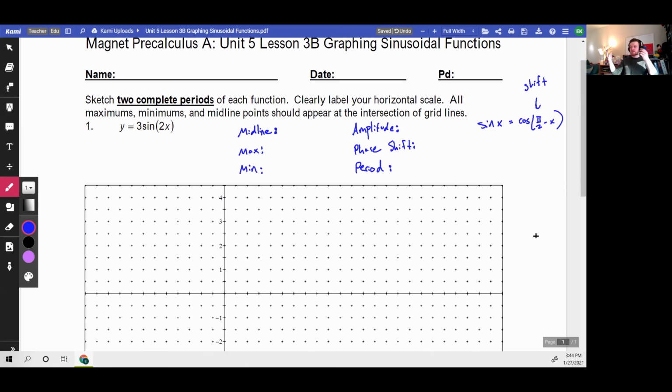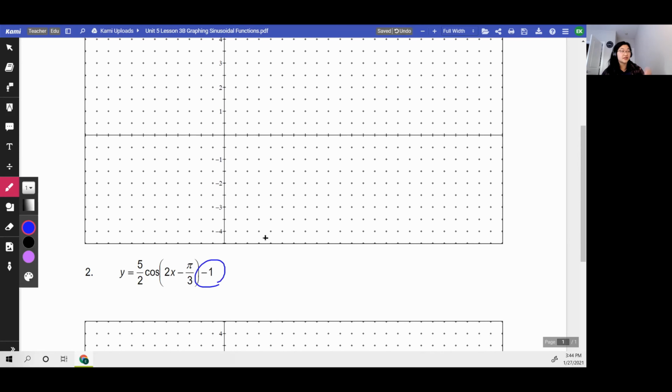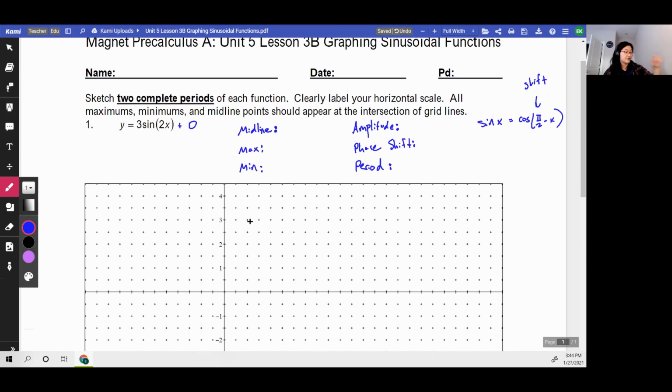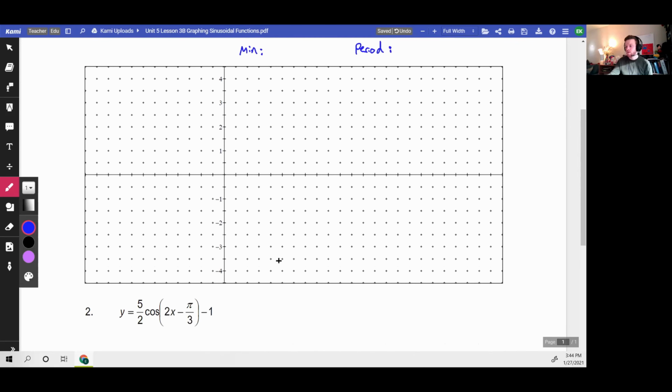What establishes the midline, Mrs. Contreras? The vertical shift, which in this one, it seems like there's nothing being added afterwards. So we have our midline at 0, at the line y equals 0. Or for number 2, we got our midline shifted down one space.